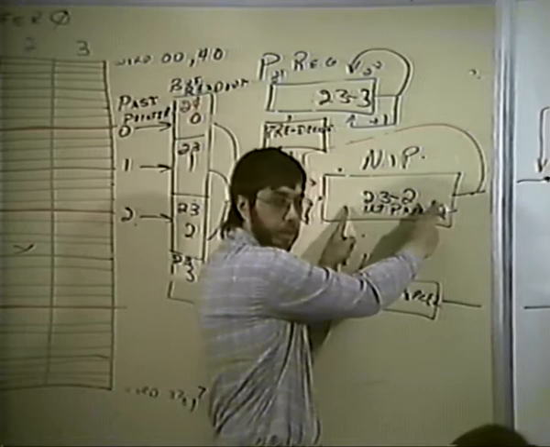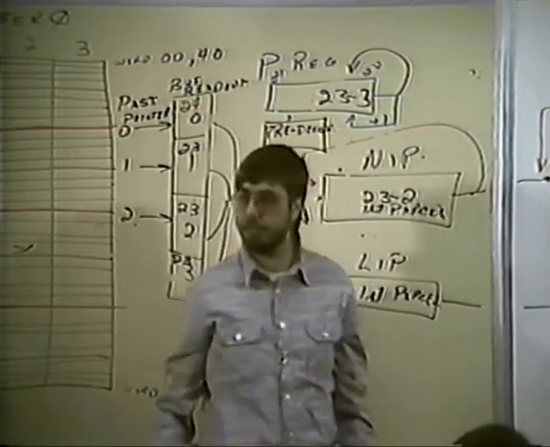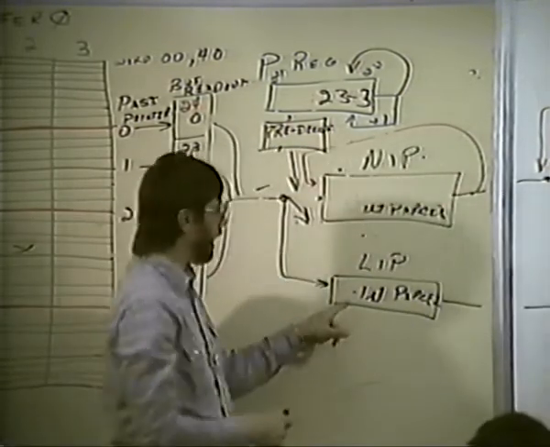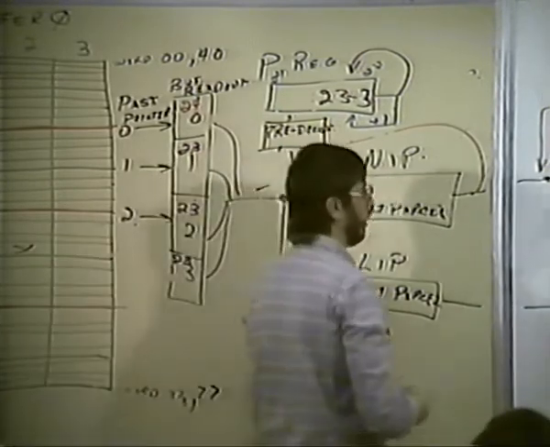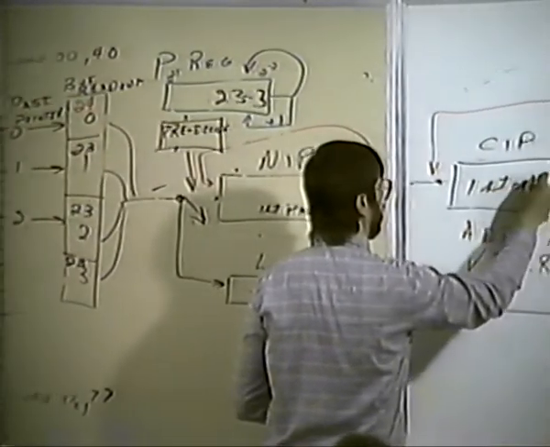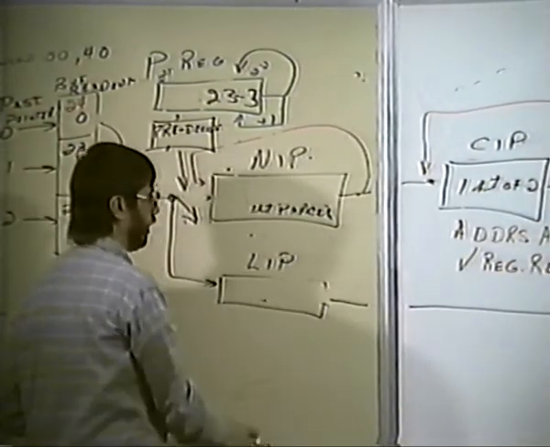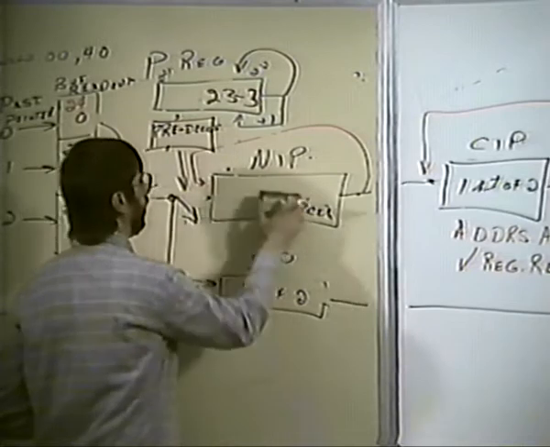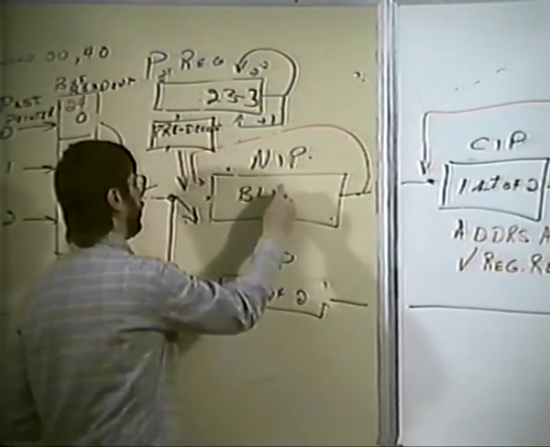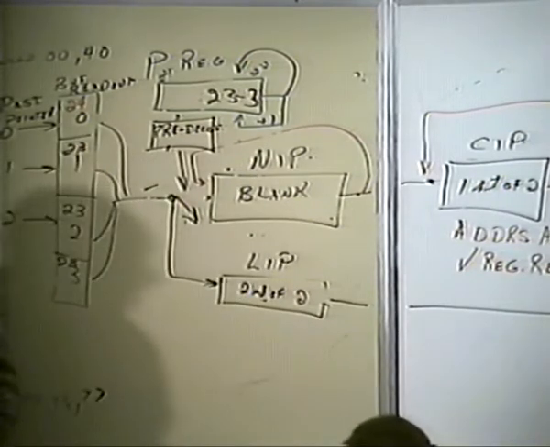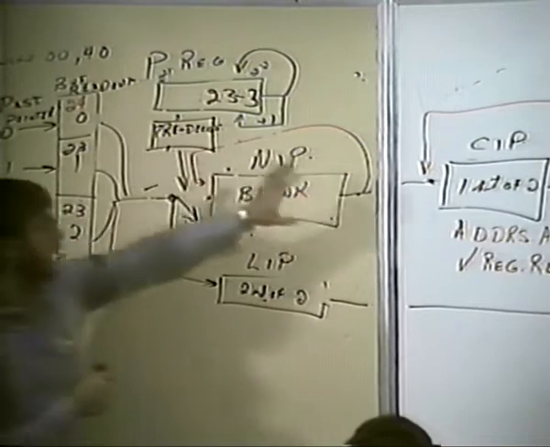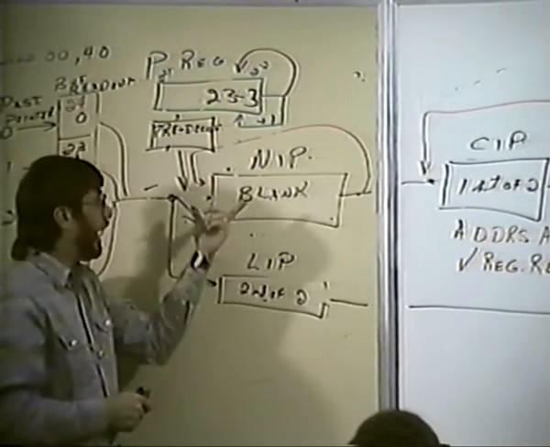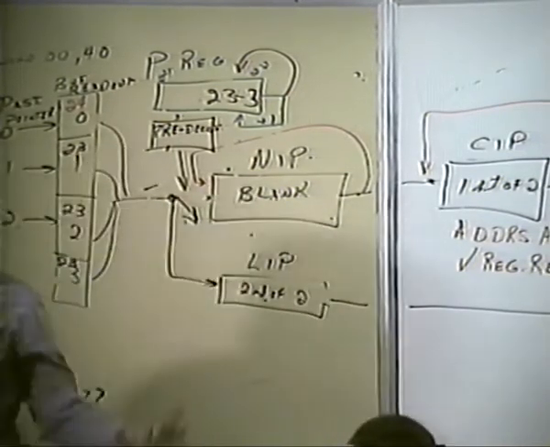Now when this instruction, the first parcel of a 2-parcel, advances to CIP, at the same time, the second parcel is going to come down in here. All right. At the same time I advanced from NIP to CIP, I load up LIP with the second parcel. All right. At that same time, there's nothing coming into NIP, so it's blank.